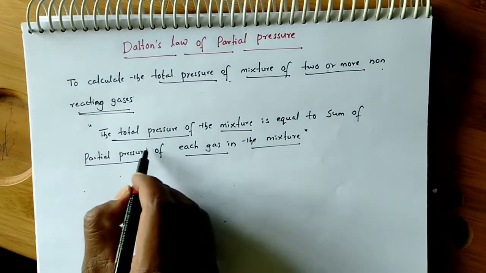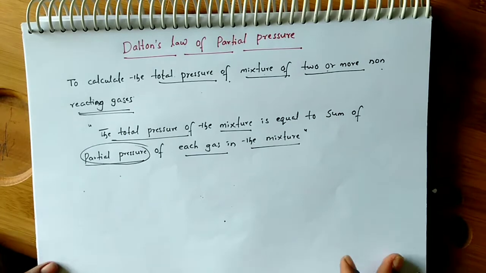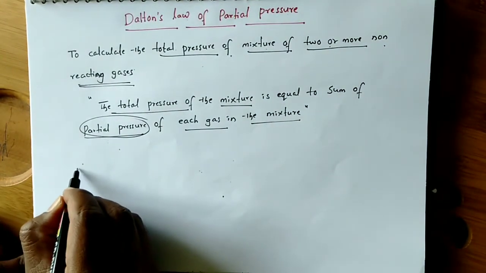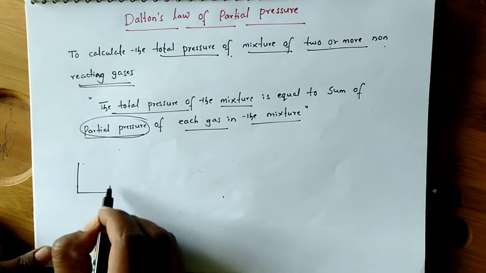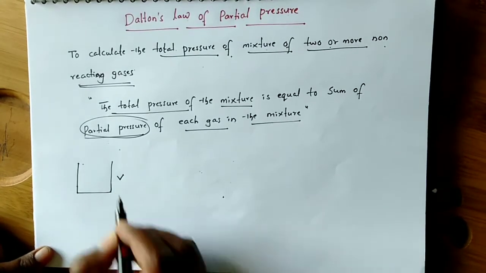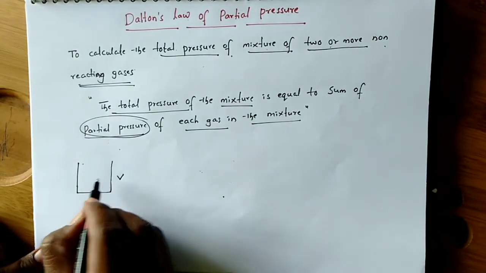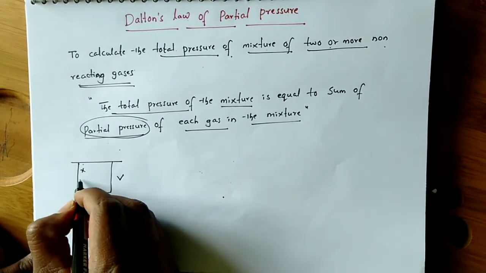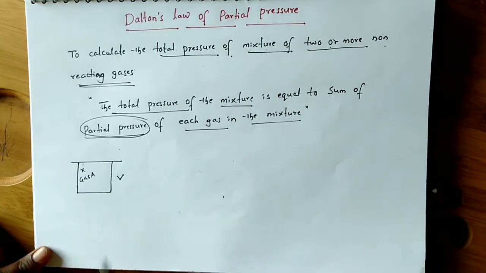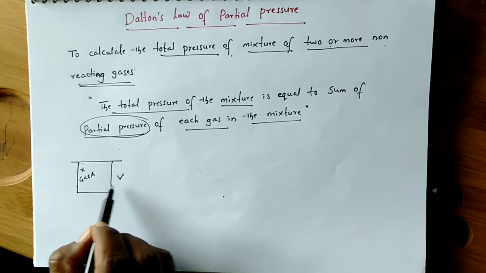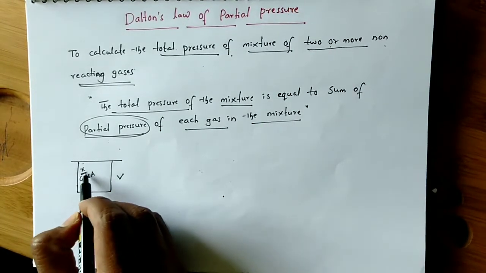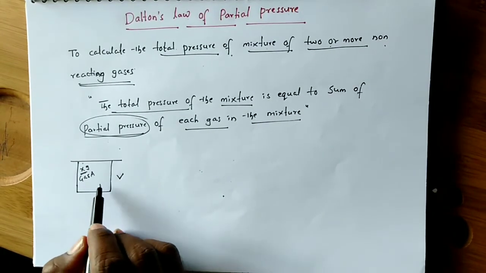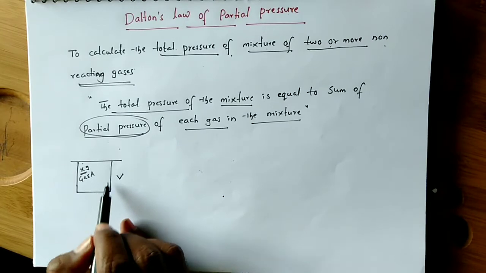Then what is partial pressure? Here, for better understanding, I am telling. For example, I am taking one container. This container has volume V. In this, I am taking some X amount of gas. Gas A I am taking. In this container of volume V, I am taking X grams of gas A. It is exerting some pressure inside the container.